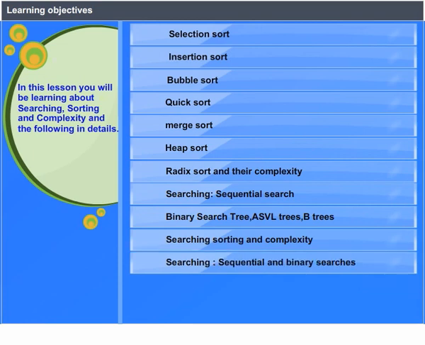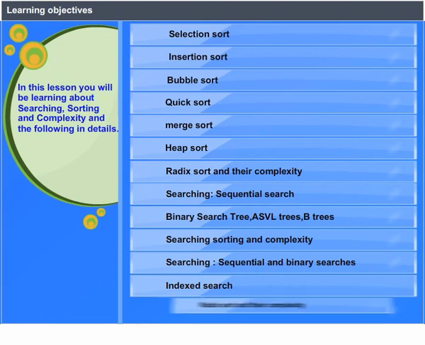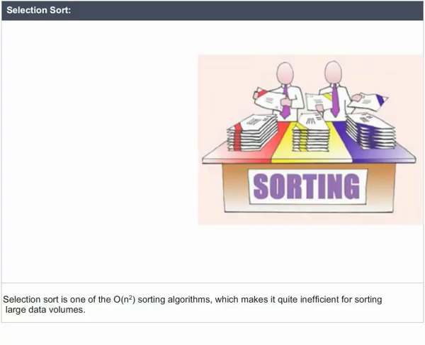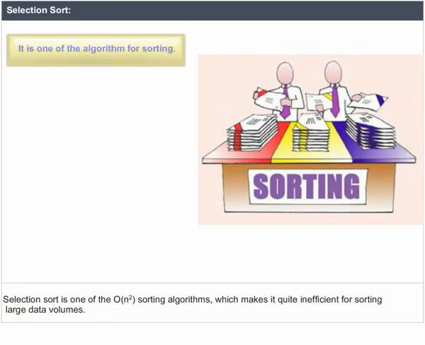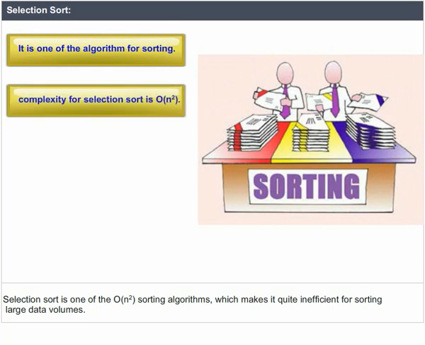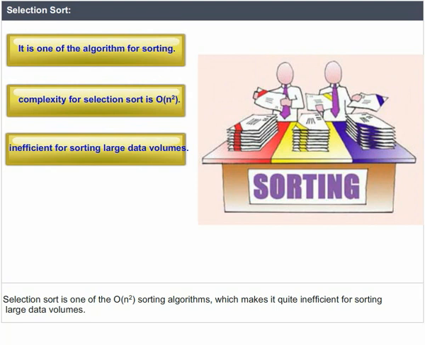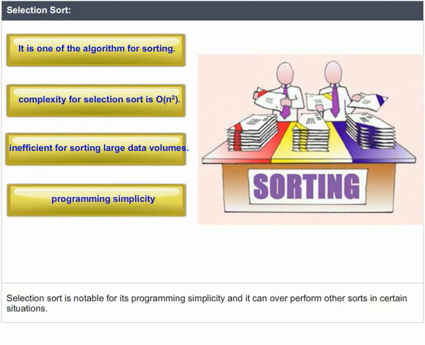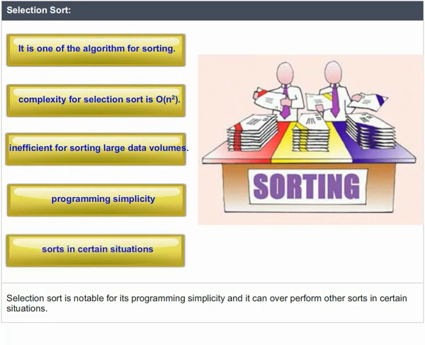Searching, sequential and binary searches, indexed searches, hashing schemes. Selection sort. Selection sort is one of the O of n to the power of 2 sorting algorithms, which makes it quite inefficient for sorting large data volumes. Selection sort is notable for its programming simplicity, and it can outperform other sorts in certain situations.